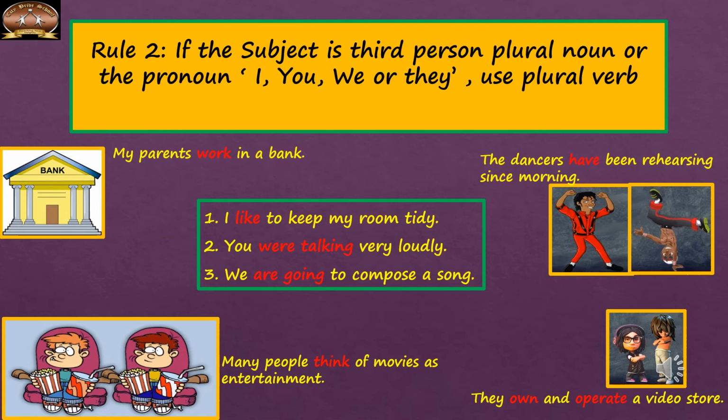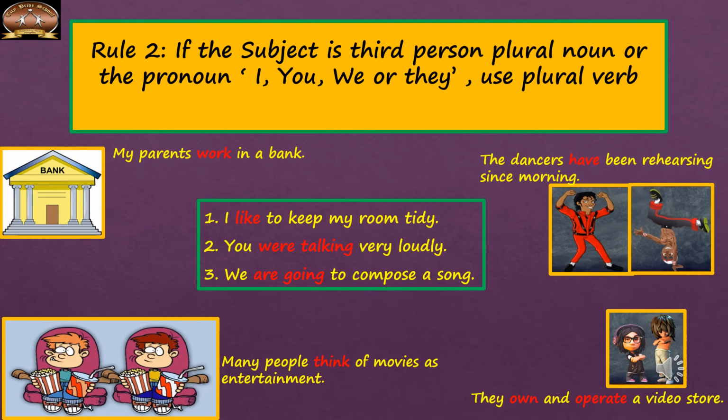For example, the dancers have been rehearsing. Why do we use have? Because the subject, dancers, is plural. My parents work in a bank. As I said, if the verb is plural, we will be adding the base form. There will not be any s or es to the verb. My parents, again, is the subject.